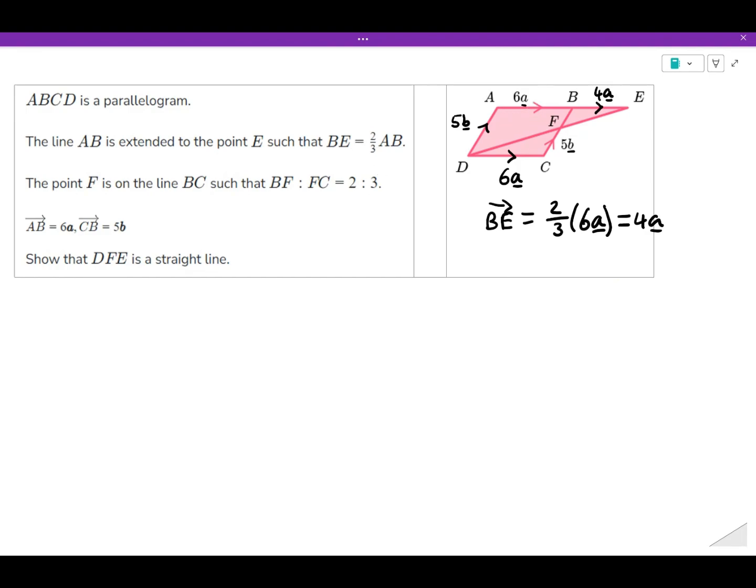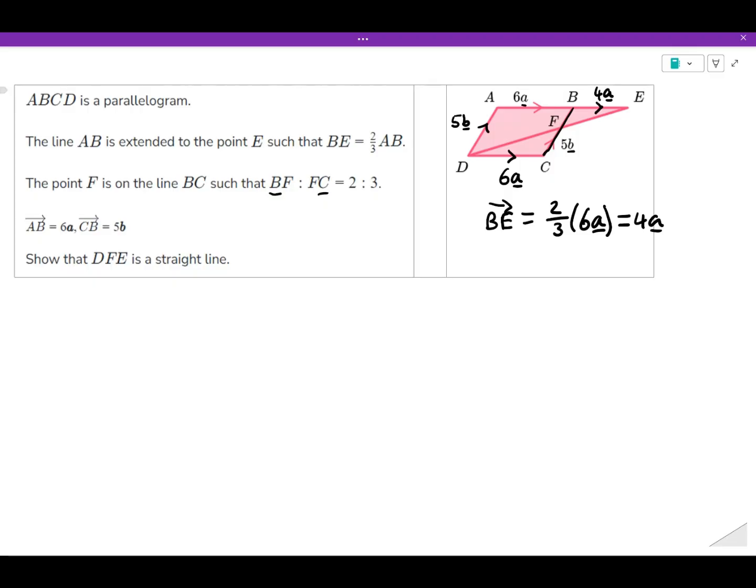So we're told that the point F is on the line BC. Now the point F is indicated here. If it wasn't, make sure you put it on yourself. Such that BF to FC is equal to 2 to 3. Okay, so we can see that the point F is on the line B to C, and this ratio here splits up the line B to C.